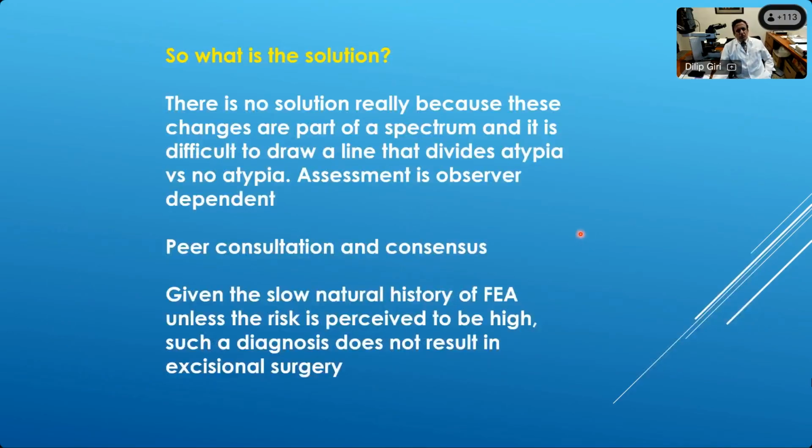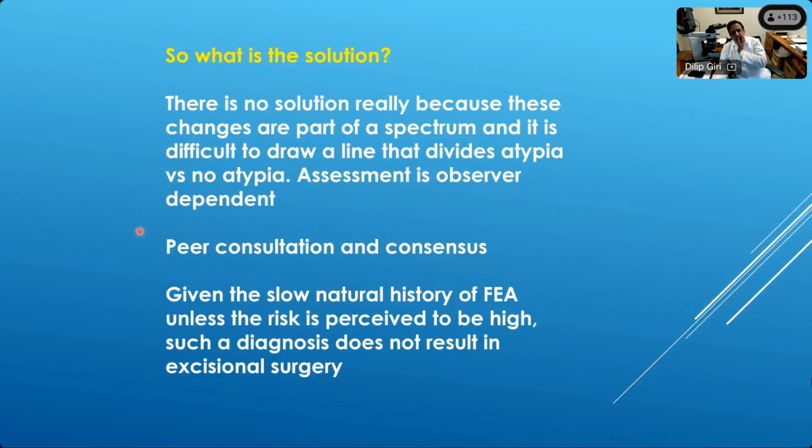So what is the solution? There is no real solution really, because these changes are part of a spectrum, right? And it is extremely difficult to draw an artificial line, as it were, that divides atypia versus no atypia. It's like you have to train your eyes to recognize something in a replicative way to consistently make an accurate diagnosis, and that unfortunately never happens. And certainly it will never happen when two observers are involved.